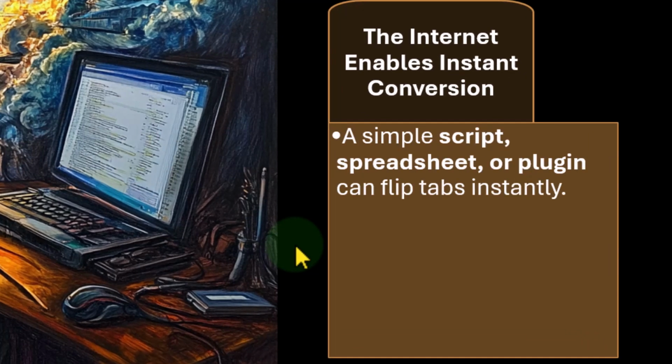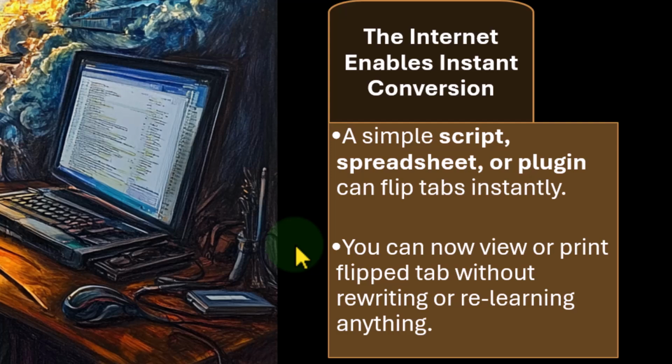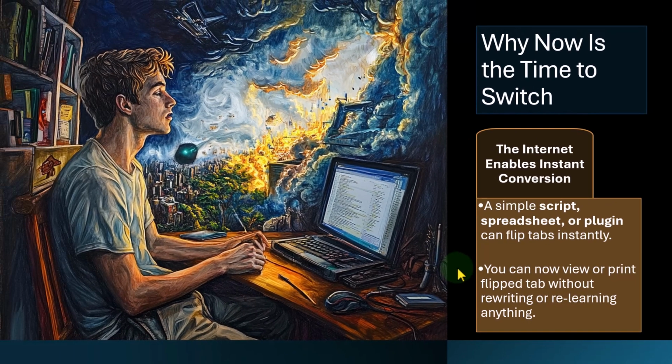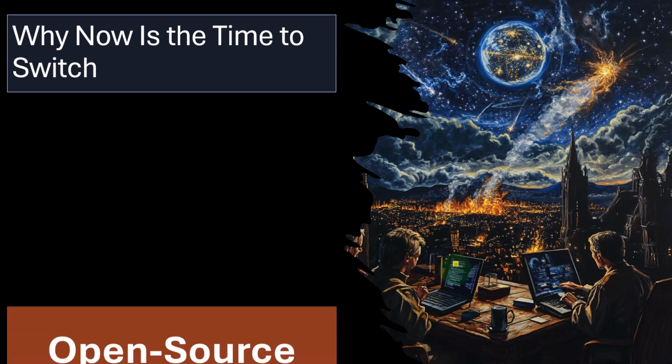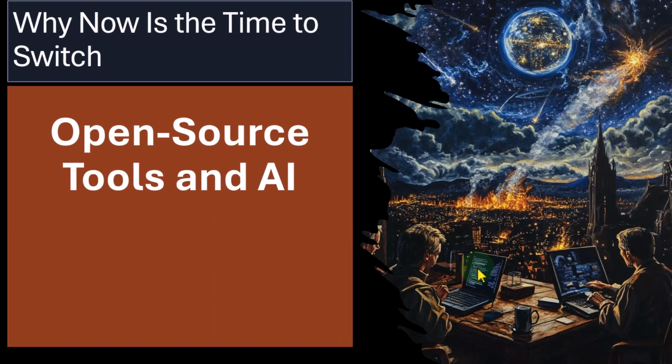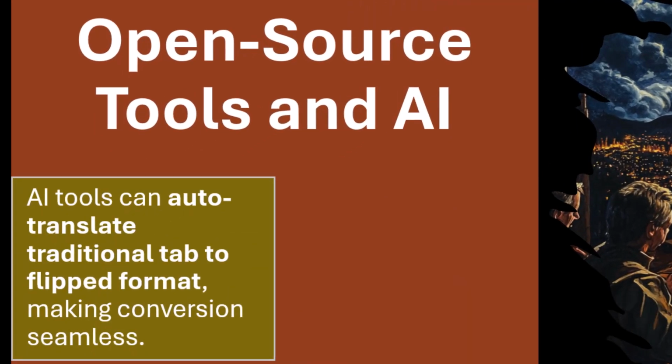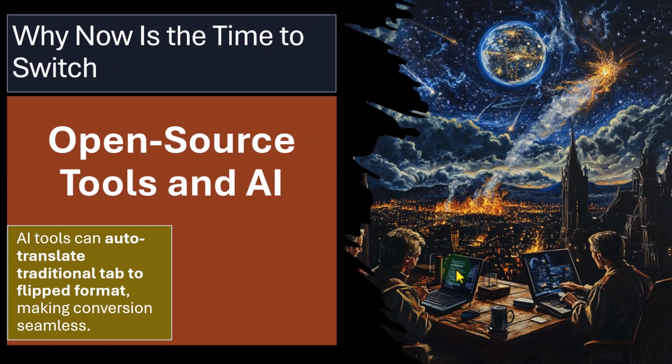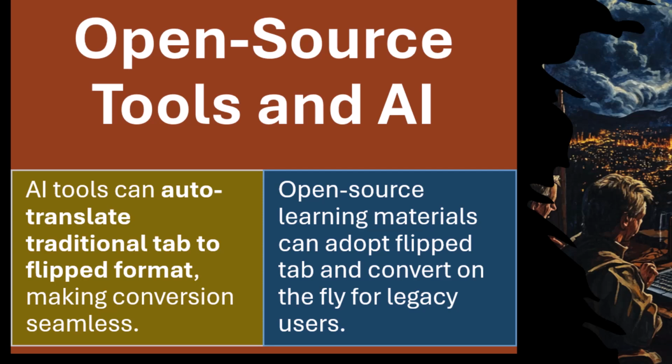So a simple script, spreadsheet, or plugin can flip tabs instantly. So you can now view or print flip tabbed without rewriting or reloading anything. So why is no one doing it? Open source tools. AI tools can auto-translate traditional tab to flipped format. AI tools like ChatGPT and other artificial intelligence tools are amazing at this.